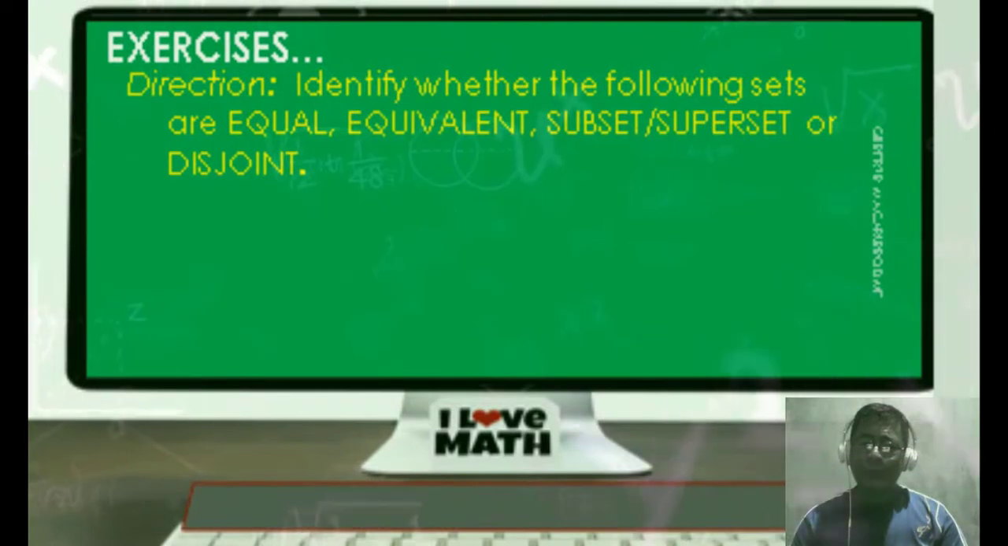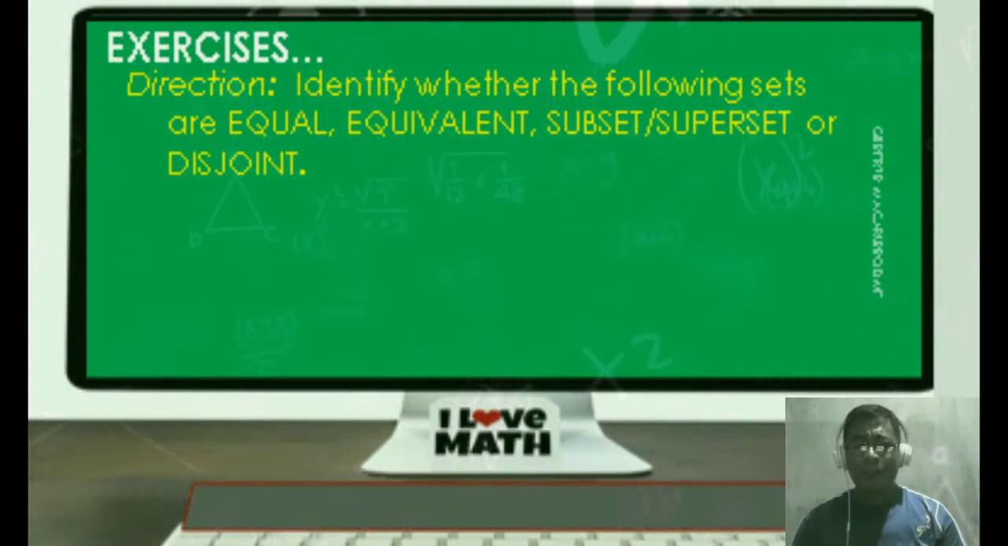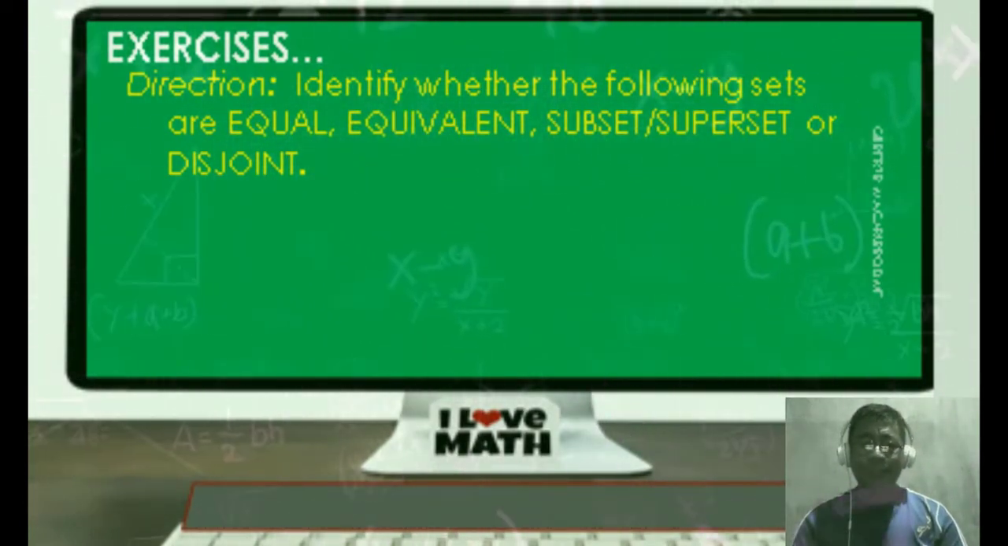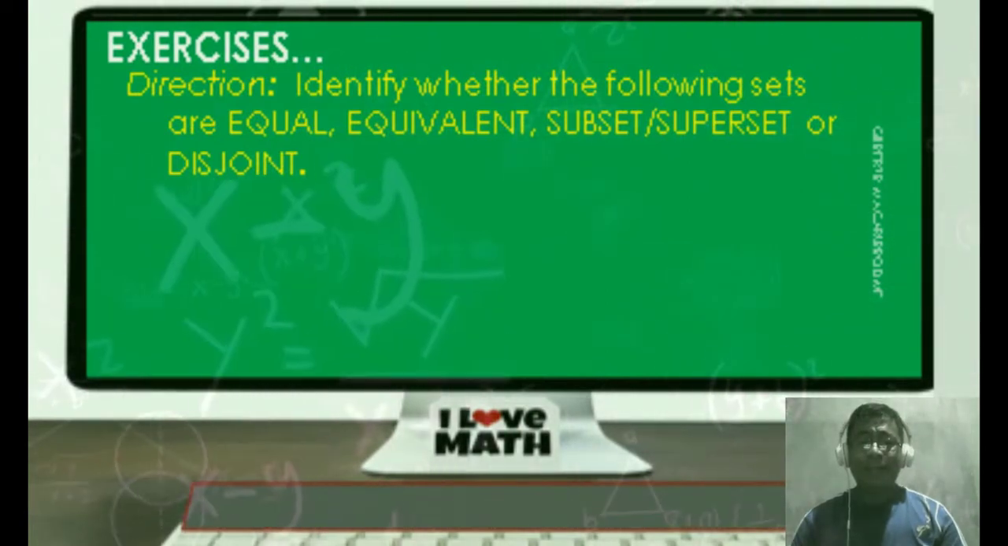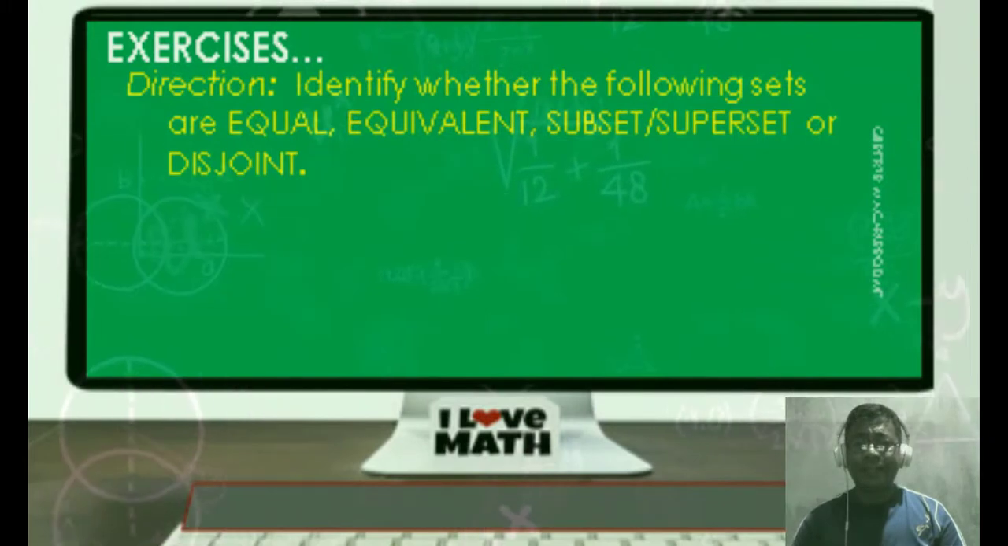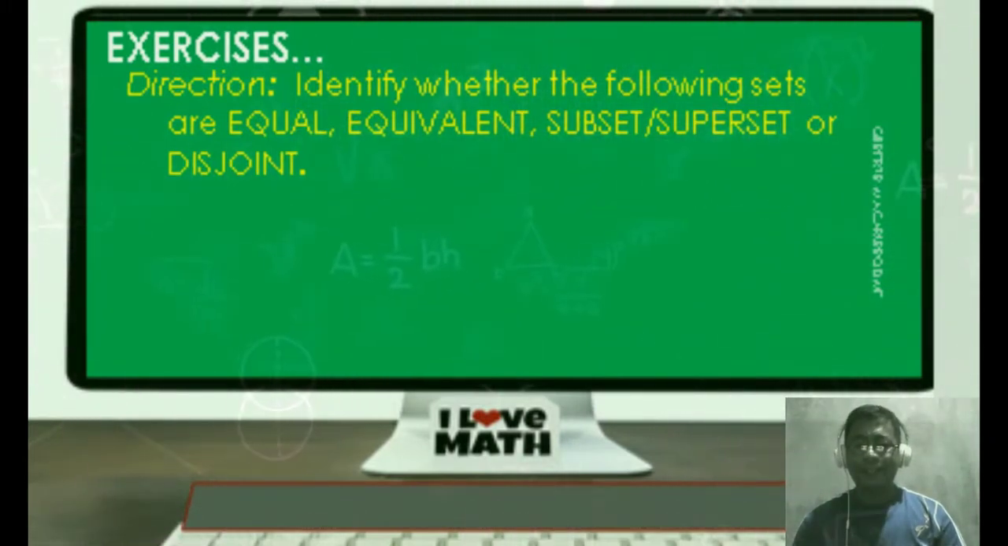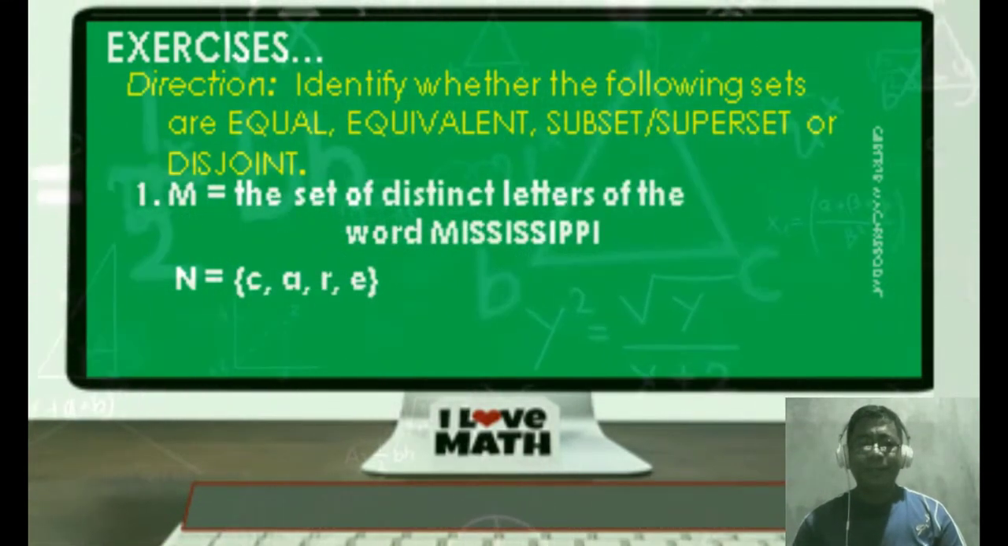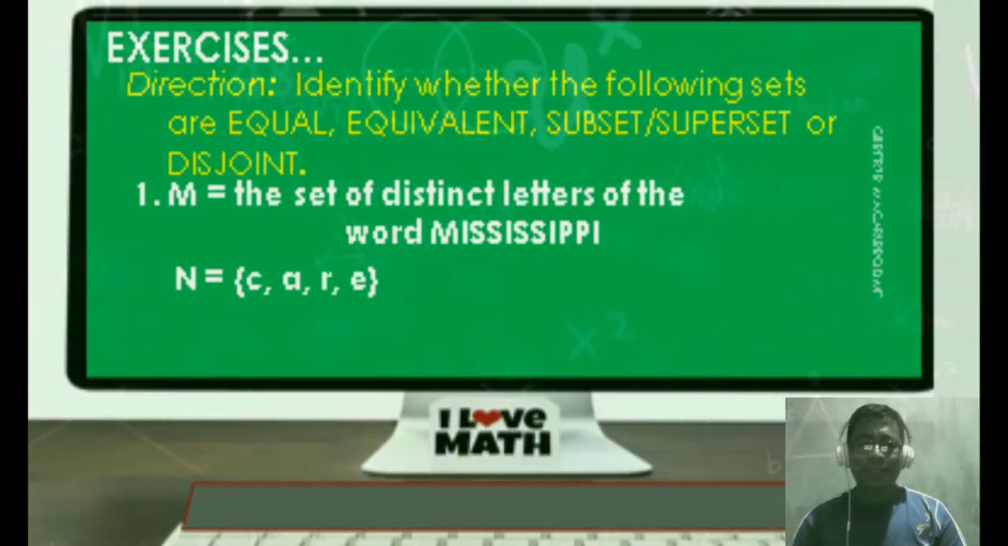Now, since we are done with our lecture, again, consider a simple mental exercise. Identify whether the following sets are equal, equivalent, subset or superset, or disjoint sets. Number 1. Set M is equal to the set of distinct letters of the word Mississippi. And set N is equal to C-A-R-E.